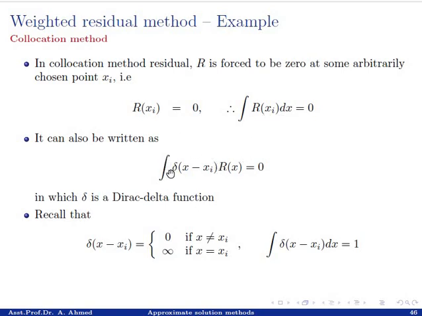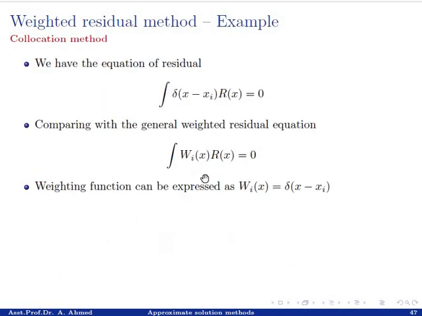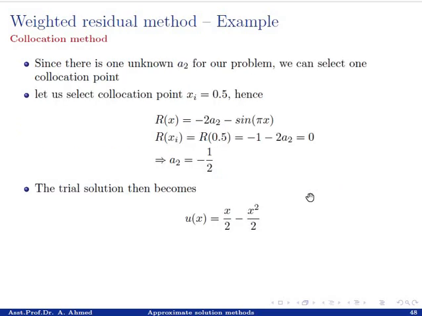So now for the collocation method, the weight function is actually the Dirac delta function, you can say that. Okay? The weight function for the collocation method is the Dirac delta function.